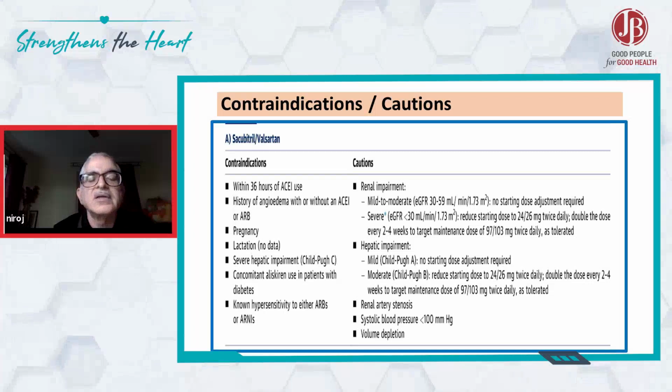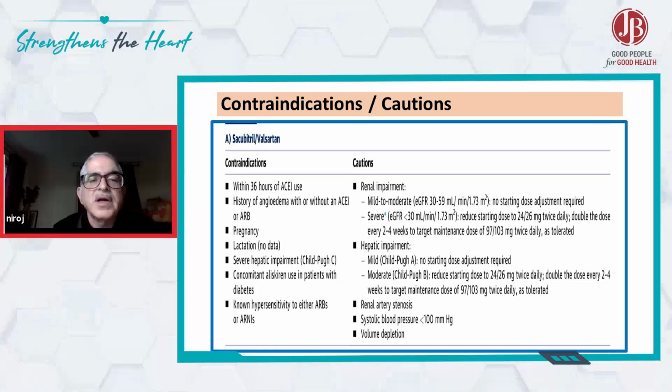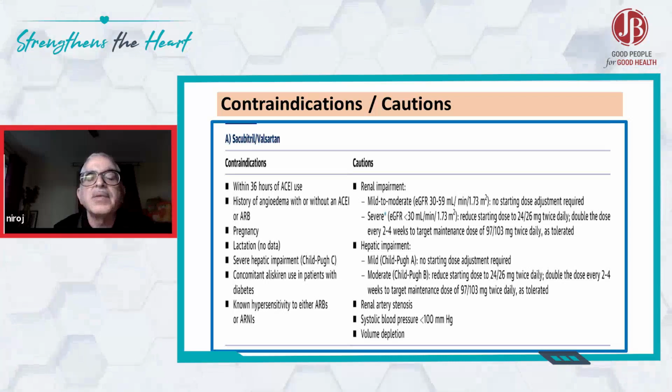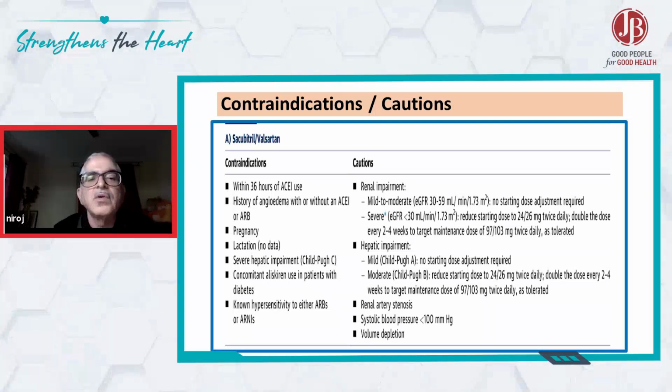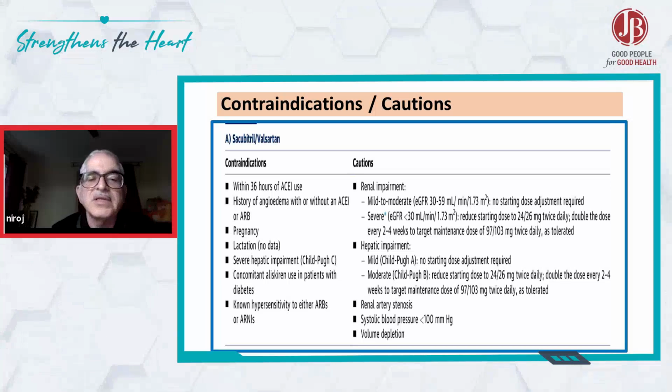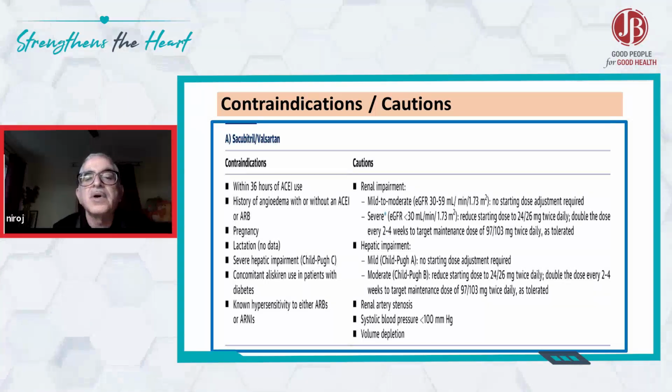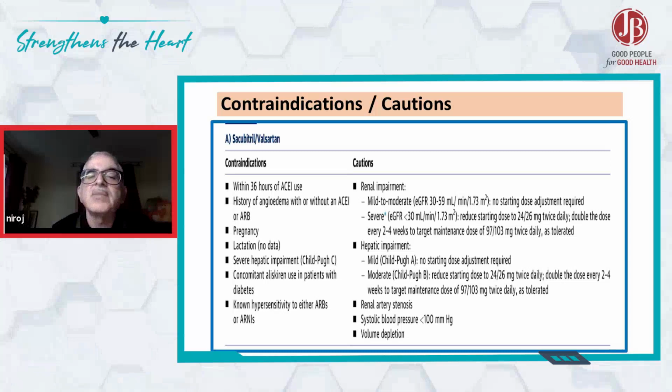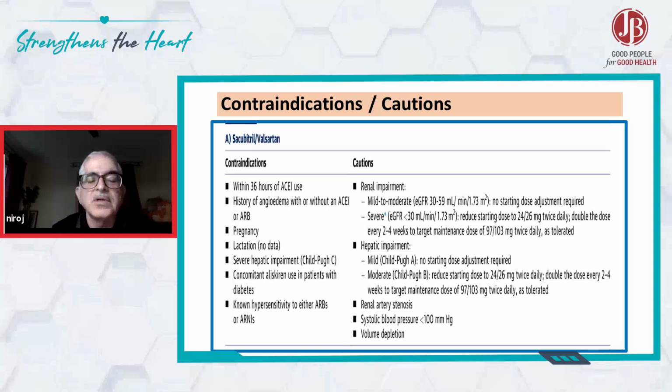ARBs or ARNIs. You should be careful about patients with mild to moderate renal impairment. There's no need to adjust the doses, but with eGFR less than 30, you should start with 50 mg twice daily and double the dose slowly every 2 to 4 weeks to target a maintenance dose of again 200 mg twice daily. Remember, in eGFR less than 30 also, the target maintenance dose is 200 mg twice daily. Only that you have to approach that dose at a slower rate.